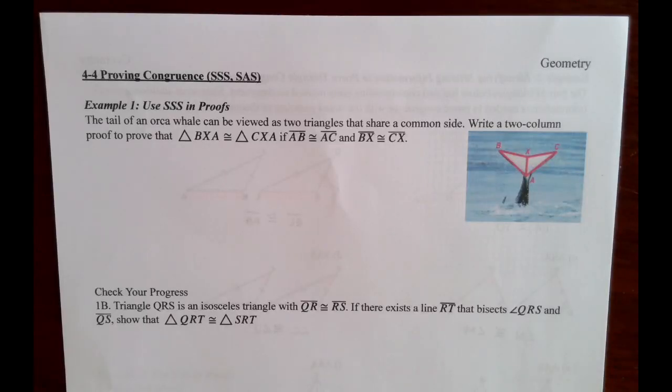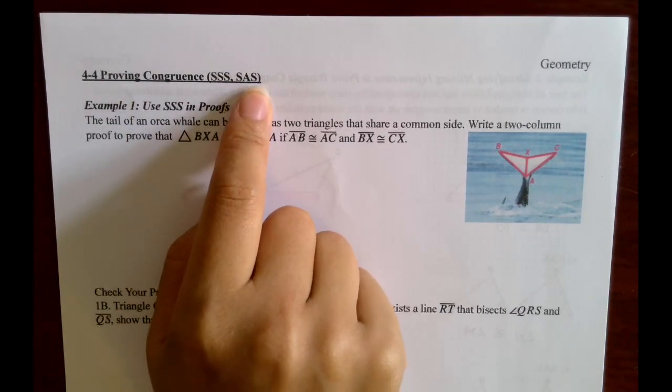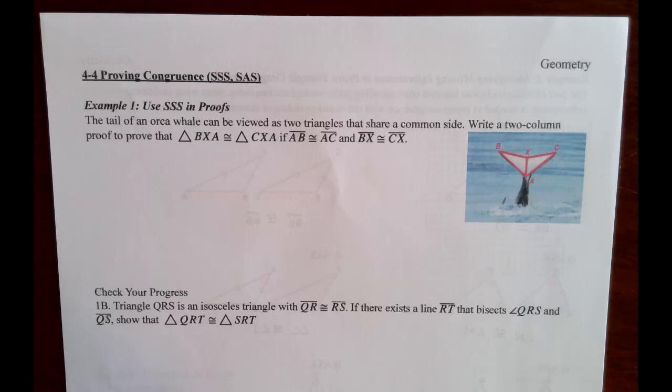Hi guys, so today we're going to be focusing on proving triangle congruency. We're going to focus only on two of the postulates, which is side, side, side, and side, angle, side. Because we already did an introduction on these different methods, we're going to get started right away with the examples.